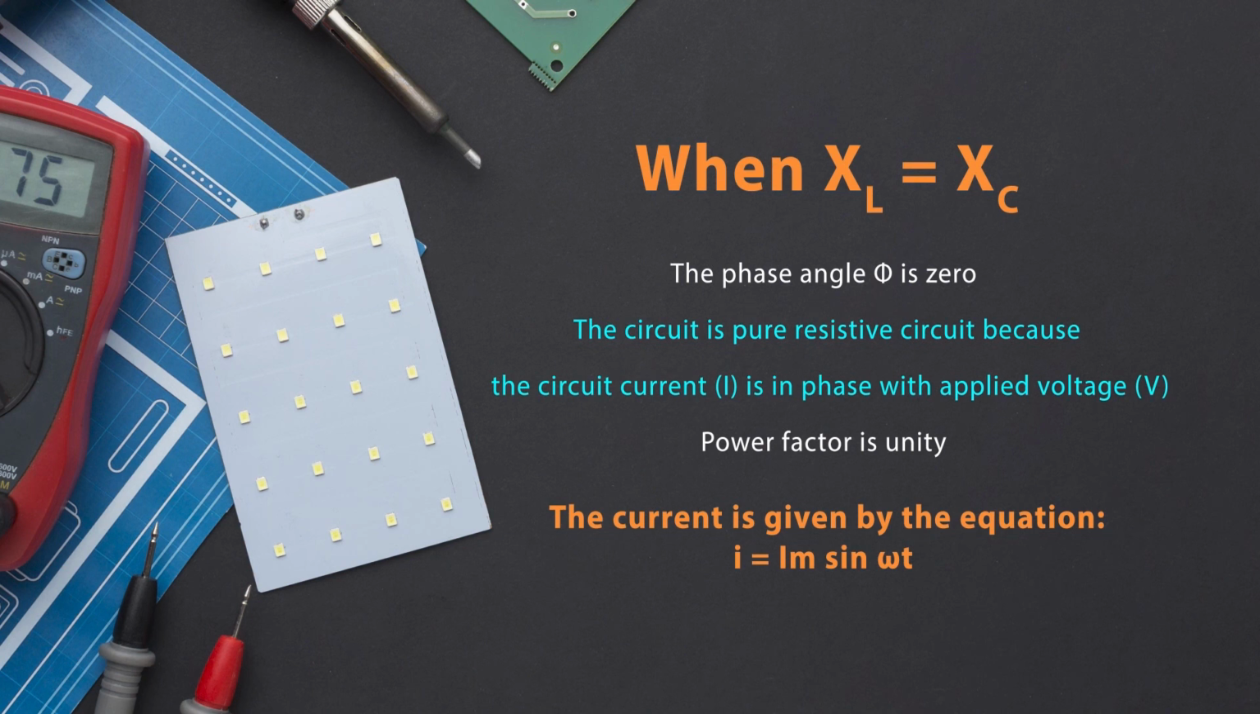So current flowing in this condition when XL is equal to XC can be written as I is equal to Im sin omega t, and power factor is equal to what? Because phase angle is 0, so cos 0 is 1. So in this condition power factor will be unity.